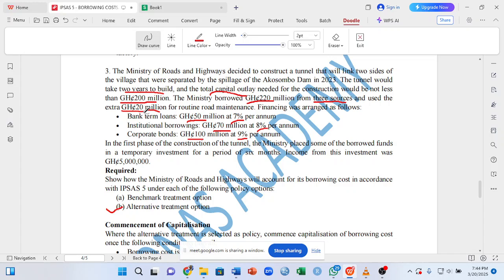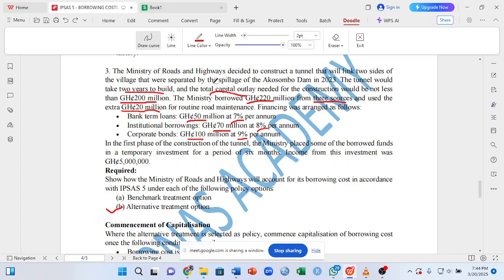Are you okay? Why is it specific? I've added the two: the 200 million for the qualifying asset and then the extra 20 million. Are you okay with that? Now let's confirm the amount. The first loan was 50 million, the second is 20, and the last one is 100 million. Let's add these loans together. When you add the whole, what do you get? 220 million. So you see, it's totaling up to your 220. So this question is specific borrowing.